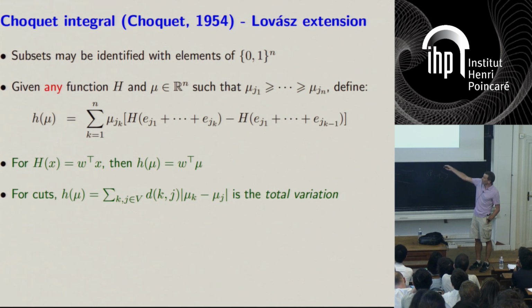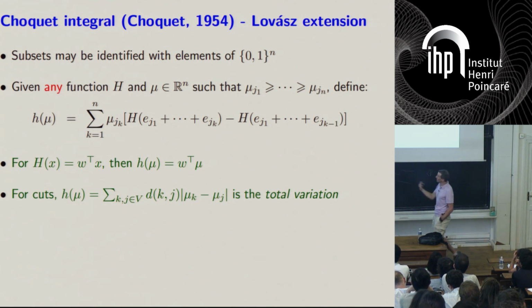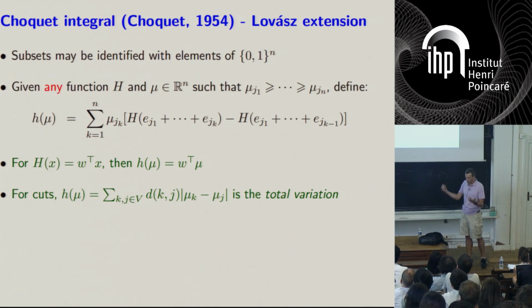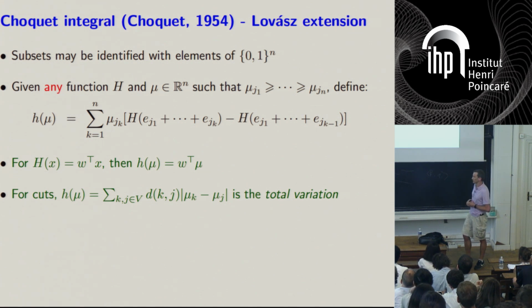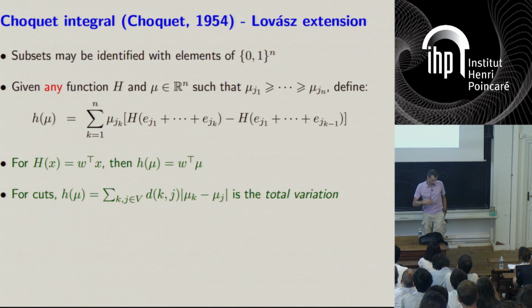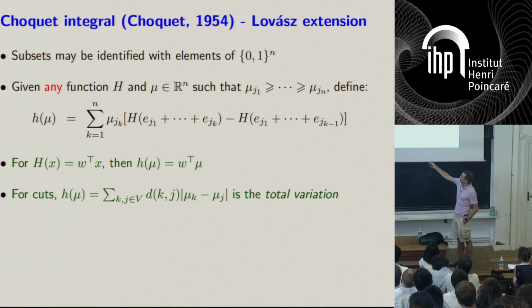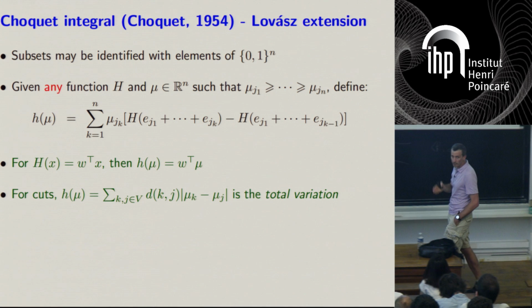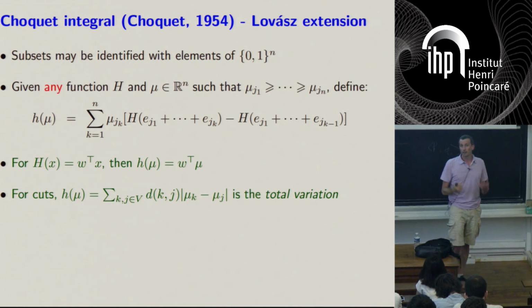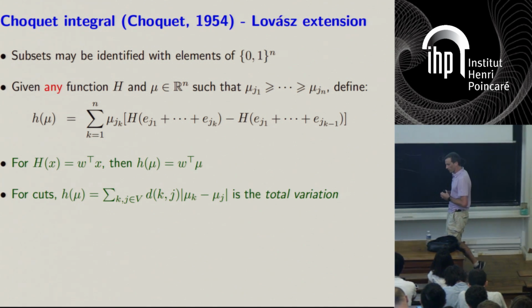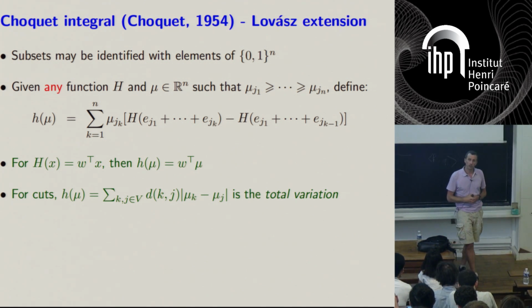So if you start from a linear function, like a modular function, so a linear function of your binary vector, then linear interpolation will give you just the same function. So the extension, which I will call small h of mu, is just the same linear function. Now, if you take the cut, you can show that for the cut, the extension is the so-called total variation on the graph. You sum over all edges in your graph of the deviation between the value at k and the value at j, and take the absolute value. This is exactly the total variation of the graph. So hence, the link between those structured sparsity applications and submodularity.